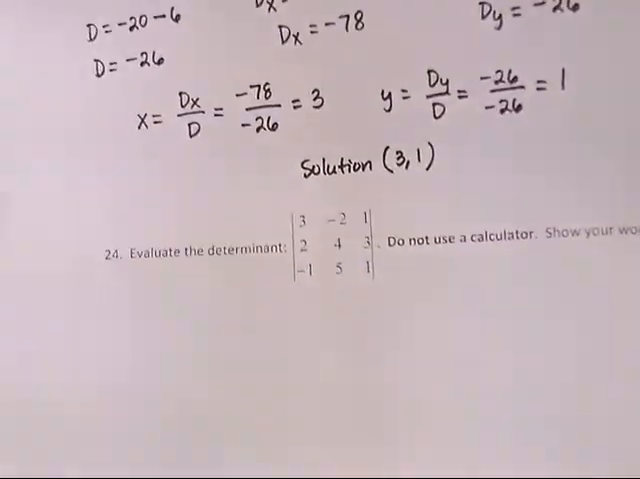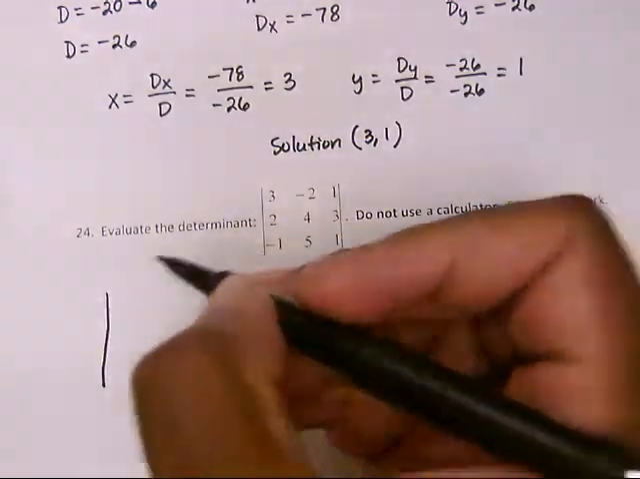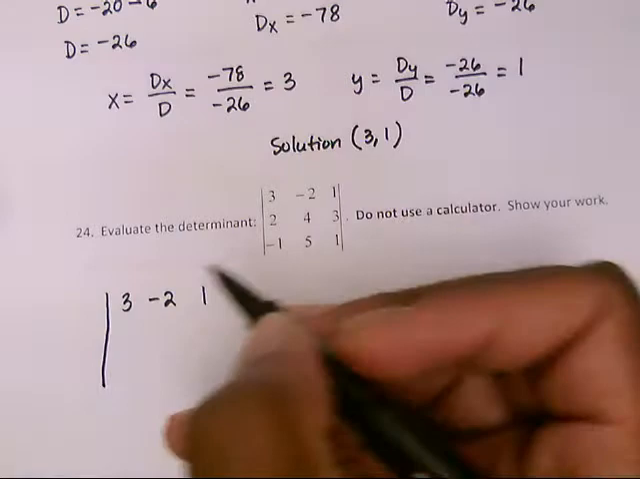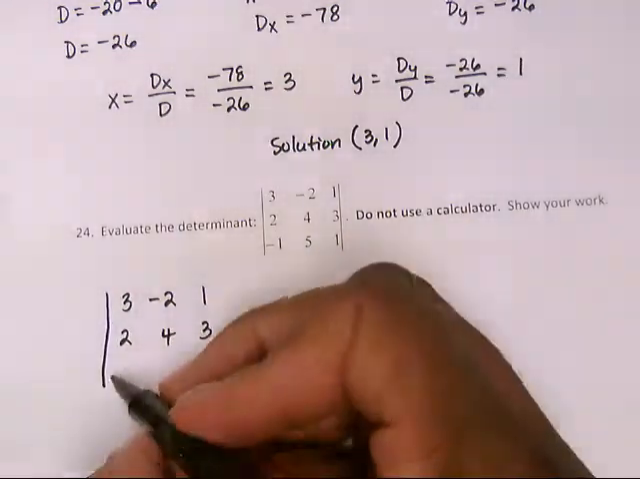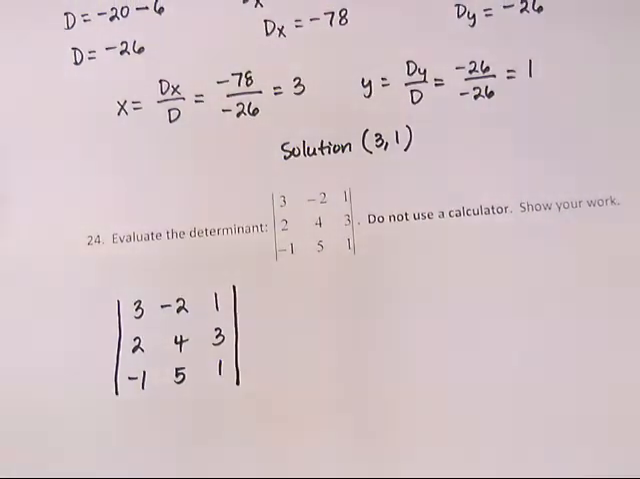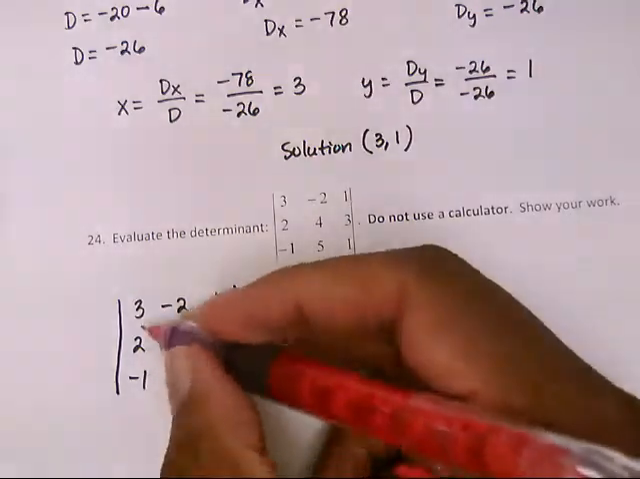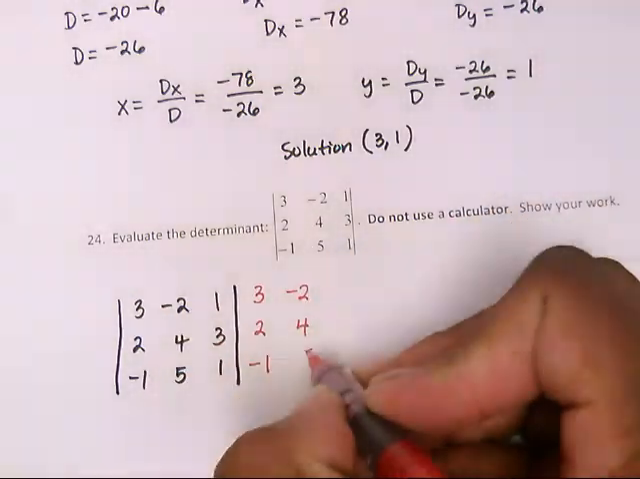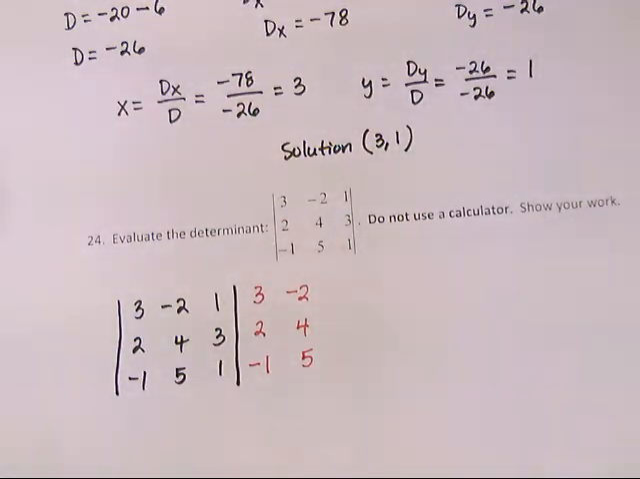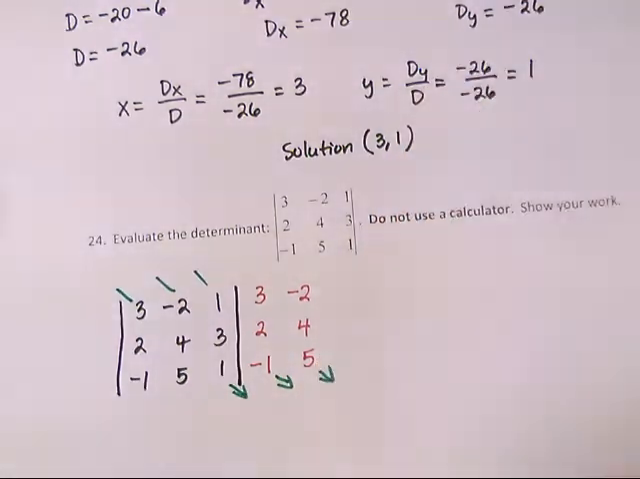All right, number 24 is finding the determinant. Here we got 3, negative 2, 1, 2, 4, 3, negative 1, 5, 1. And the way that we can solve this would be to rewrite the first two columns of this matrix here. So in this case here, I'm going to rewrite the 3, 2, negative 1. That's the first column. The second column, negative 2, 4, and 5. So here I'm going to do the product of these three diagonals going in this direction, and I'm going to add them together.